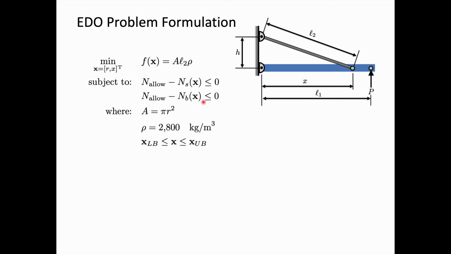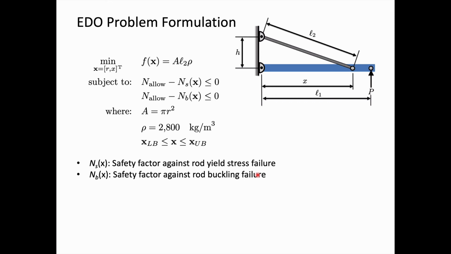N sub b is similar. This is a safety factor for buckling. We are requiring that the safety factor for buckling is greater than or equal to an allowable safety factor. In this model, we have some other important elements. The area, the cross-sectional area, is equal to pi times the radius squared. The density of aluminum is 2,800 kilograms per cubic meter. And we also have some bounds. So as I've mentioned, this is a safety factor against yield stress failure, safety factor against rod buckling failure. And here we're going to assume that the allowable safety factor is 1.